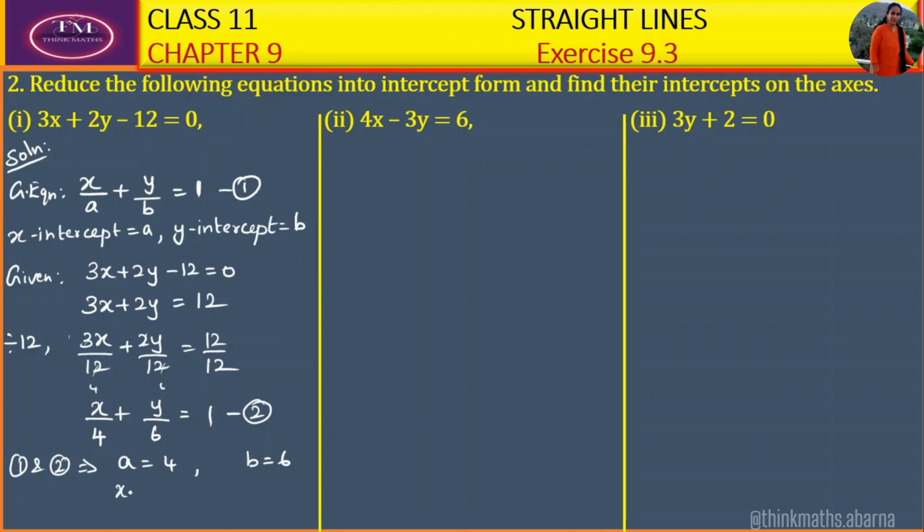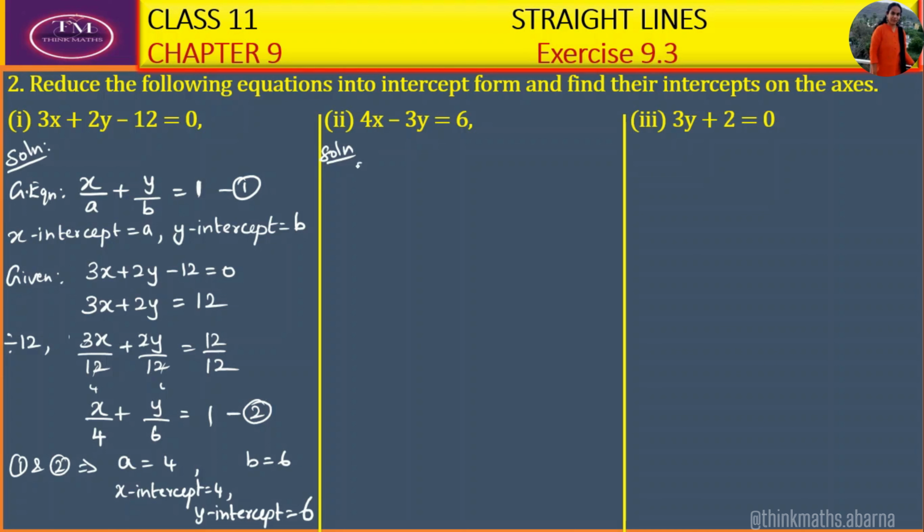That means x-intercept is 4 and y-intercept is 6. Clear? So in the same way, shall we do the second part?